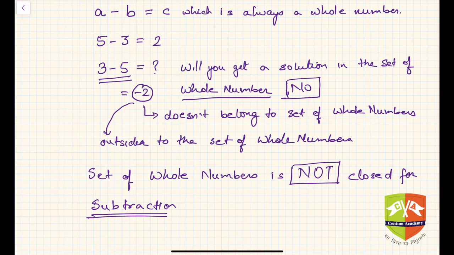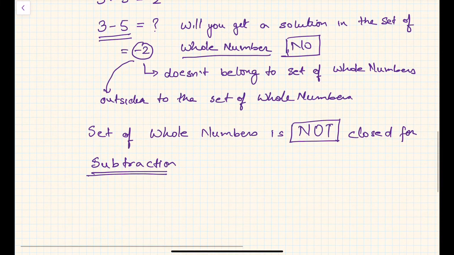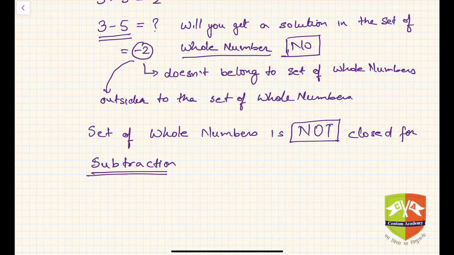It's not necessary that you will get a whole number when you take the difference of two whole numbers, correct? Hence, to remove this problem, or let's say to remove this incapability of finding the difference of a higher number from a smaller number, we coined another set of numbers, and now those are called integers, right? So what are integers?